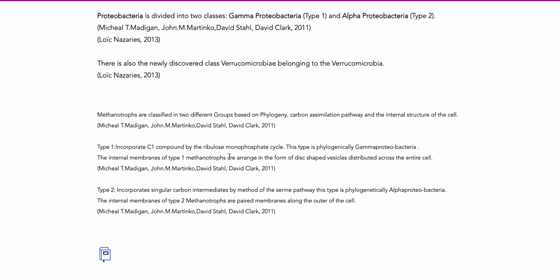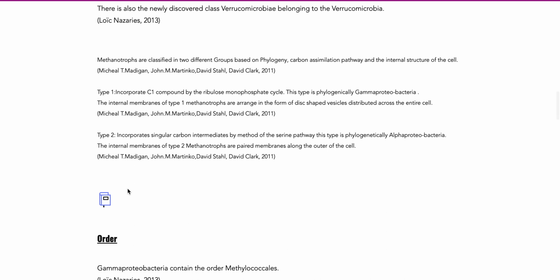So type 1, they incorporate carbon via the ribulose monophosphate cycle. They're phylogenetically gamma proteobacteria, and also their membranes for type 1 form these disc-shaped vesicles which are distributed across the entire cell, in comparison to type 2, where their internal membranes are paired, but they're along the outer edge of the cell only. And in type 2 as well, they use the serine pathway, and they're phylogenetically alpha proteobacteria.